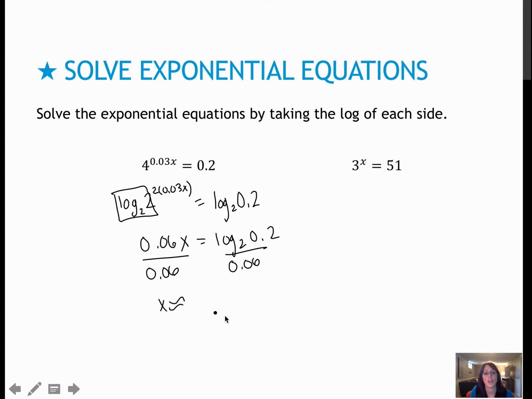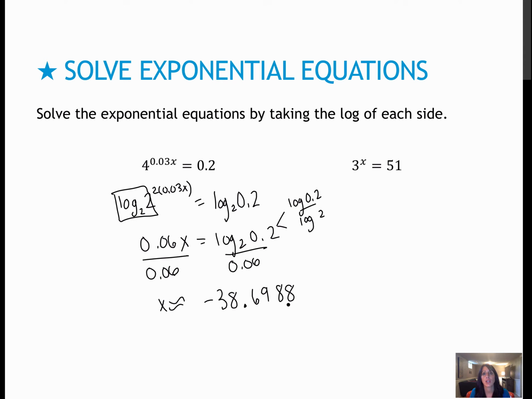Then I would divide each side by 0.06. And then I would, in my calculator, break this into log of 0.2 divided by log of 2, and then divide that by 0.06. My final answer, if they asked me to write it in a decimal equivalent form, would be negative 38.6988.